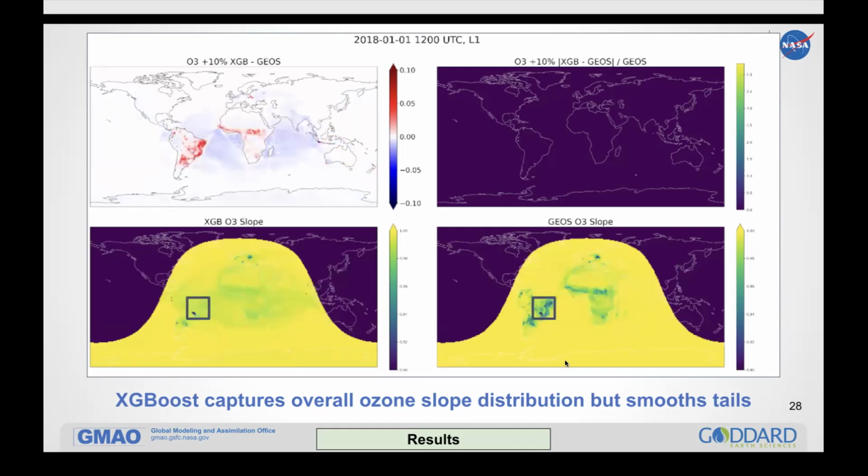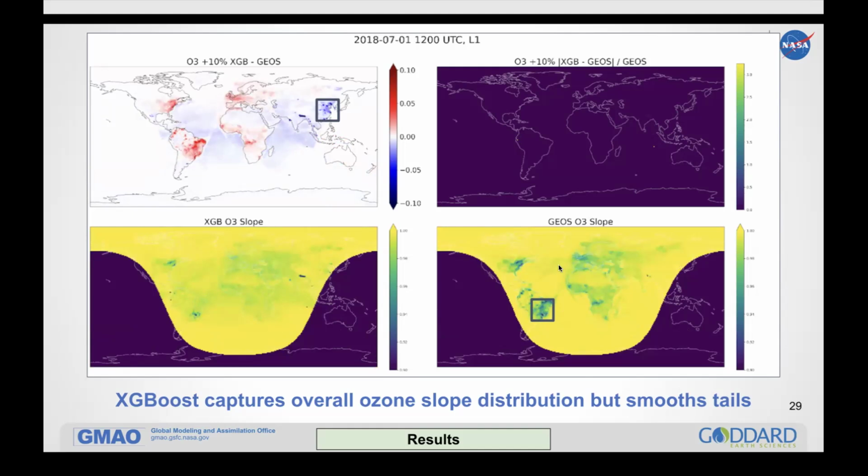And again, just more illustrative examples that show the overall performance of XGBoost for ozone. It smooths out the tails over Brazil here and over land in general, but does a good job of capturing the areas with low gradients regardless. I think I misplaced the boxes here, but again, this shows the underestimate over eastern China as well.